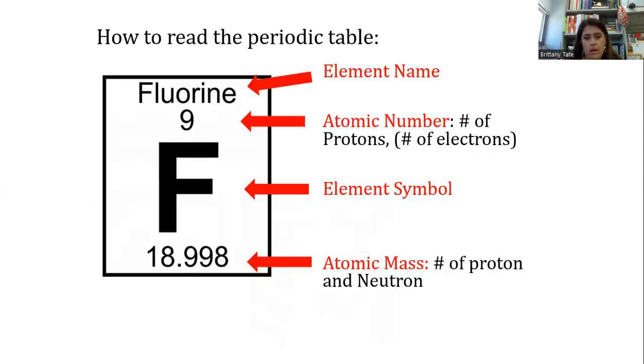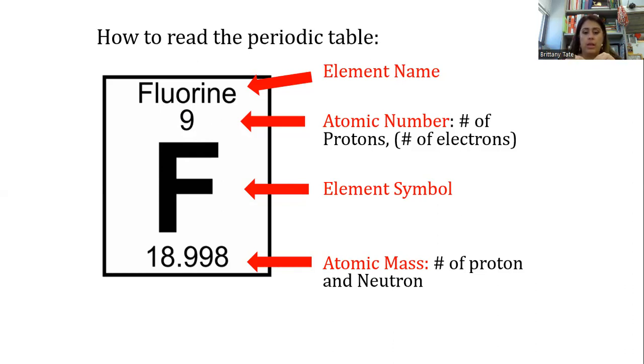So if you look at the periodic table or the elements listed, you see that the very top is the element name. And then the next is the atomic number. So this is the number of protons, and it's actually also the number of electrons, because remember, protons are positive, electrons are negative. In a stable atom, those two are equal so that there's not a change in charge. So the atomic number is also equal to the number of protons and the electrons.